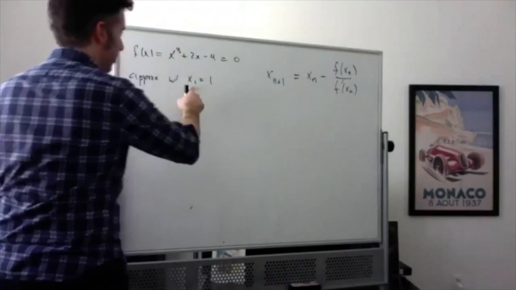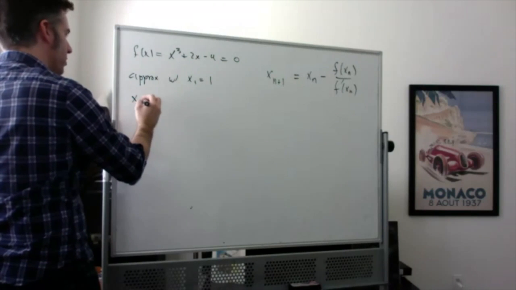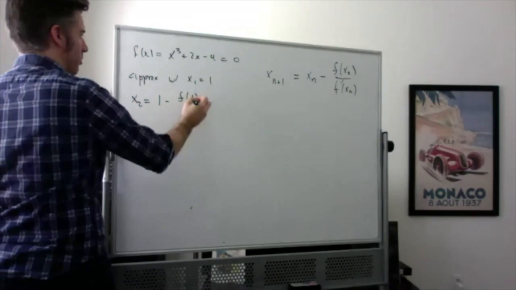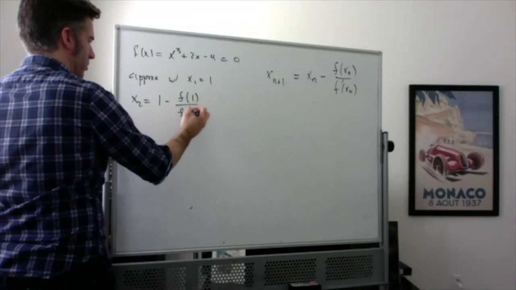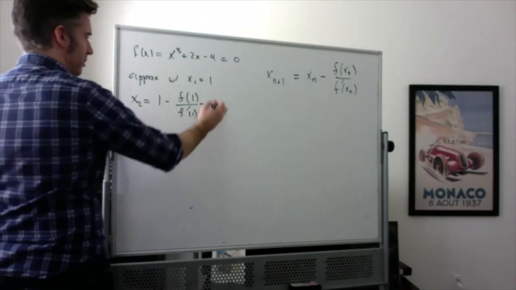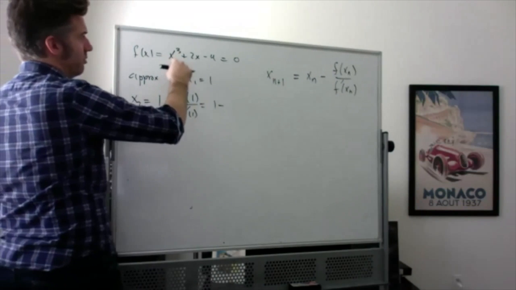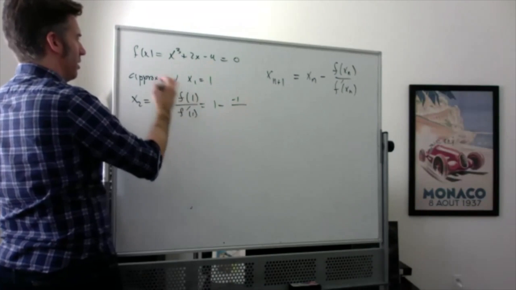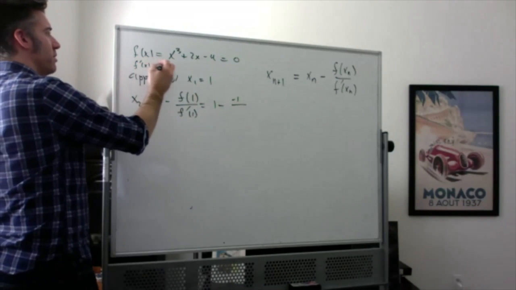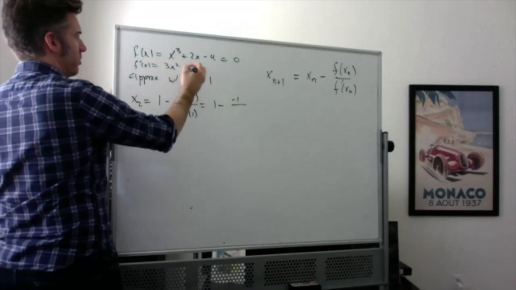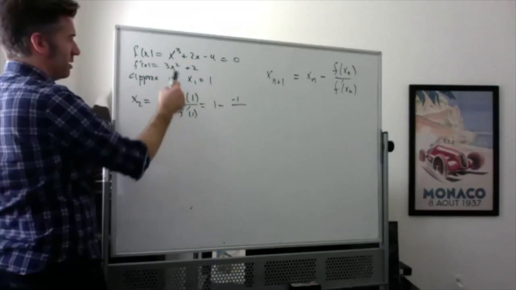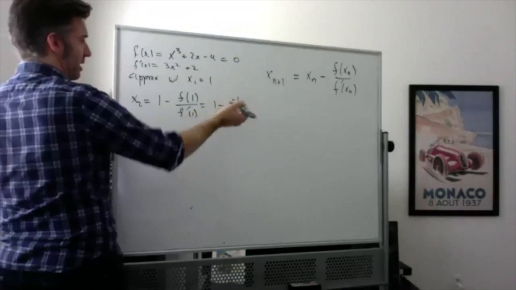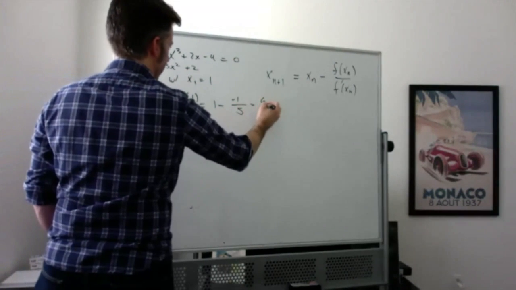So then we plug in 1 to get x2. So x sub 2 is going to be x sub 1 minus f of x sub 1 over f prime of x sub 1. In this case, that's going to be 1 minus f of 1, which is 1 plus 2 minus 4, which is negative 1. F prime of 1, I guess we should find the derivative. The derivative is 3x squared plus 2. So f prime of 1 is 3 plus 2, which is 5. So 1 minus negative 1/5 is 6/5.